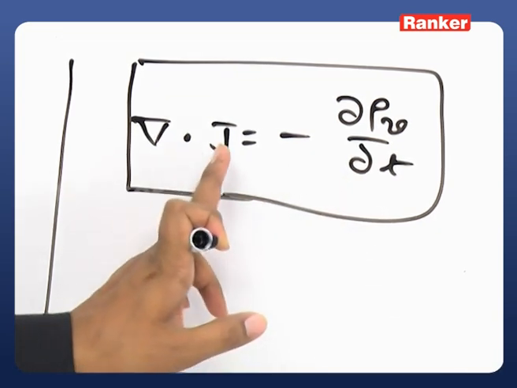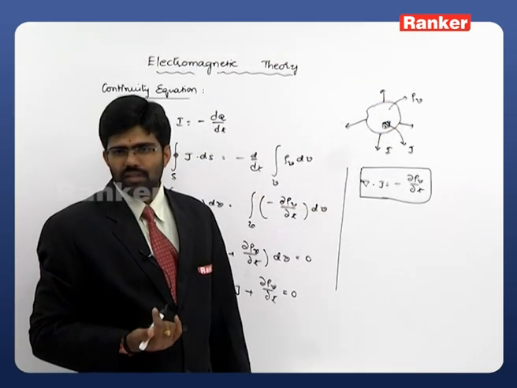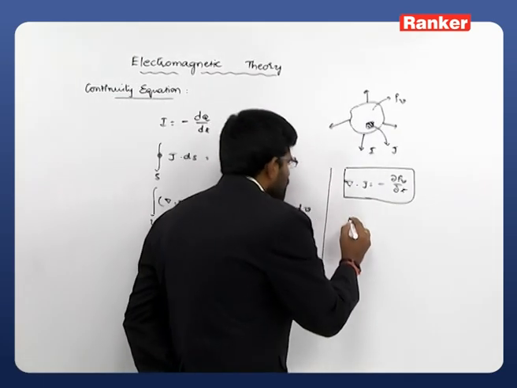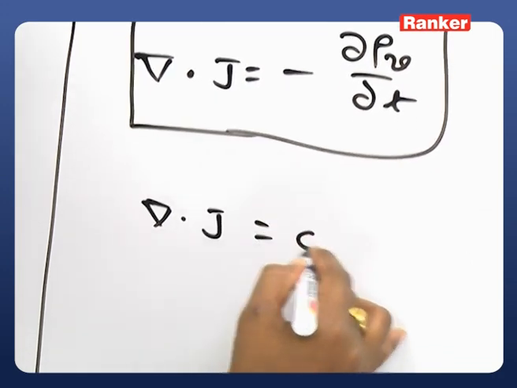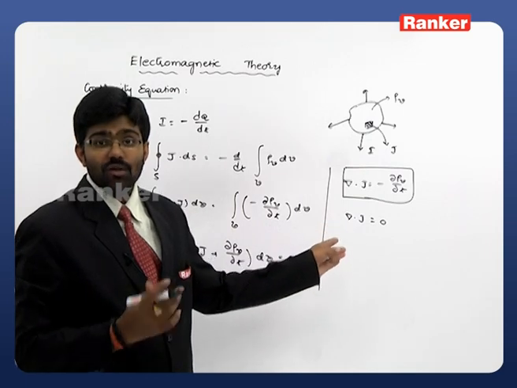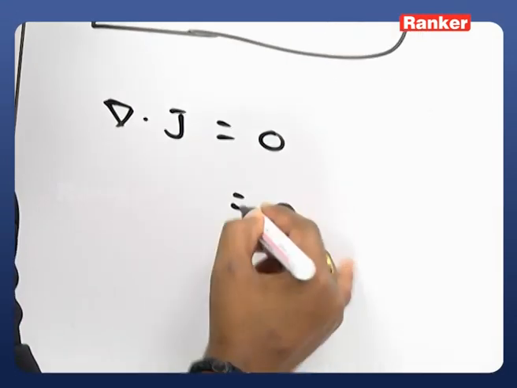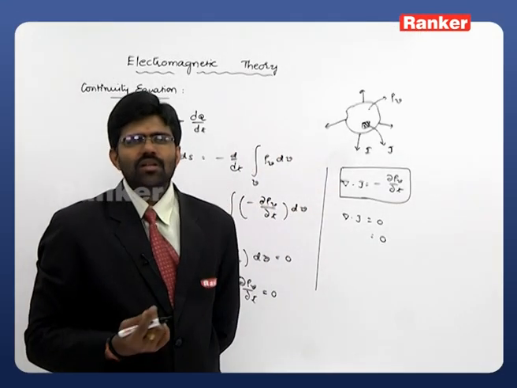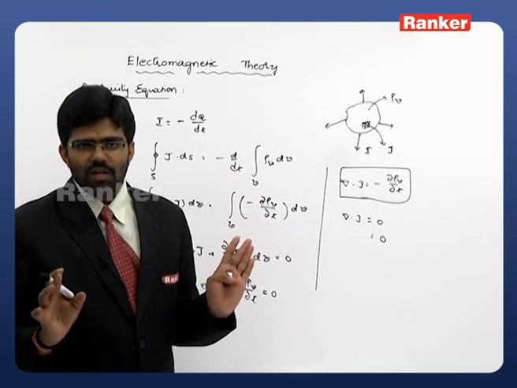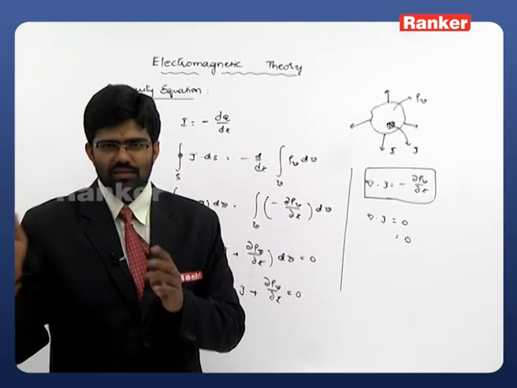The divergence of current density is equal to the rate of change of volume charge density, and it is a decreasing quantity. And clearly, if there is no charge, then del dot J is simply 0. For steady current also, del dot J is equal to 0. So del dot J equal to 0 corresponds to the current density not diverging. Current density not diverging means the incoming current is equal to the outgoing current. That's what we can say.